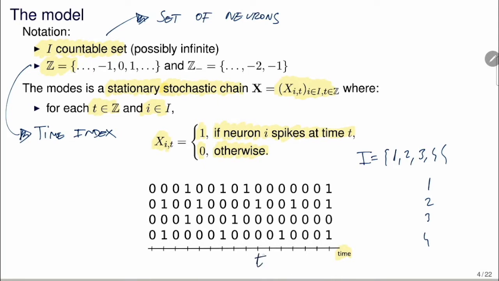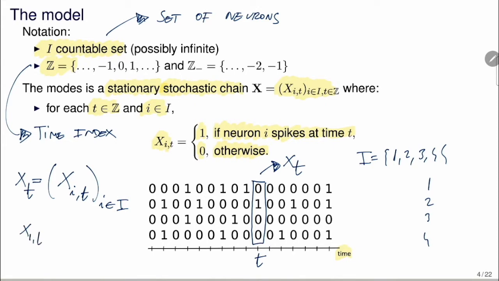And if here is time t, the configuration of the network at time t will be the random vector X_t here, and X_t is the random vector X_i,t when we vary i in the set of neurons. Okay, so in this particular example, we have that X_1,t is equal to 0 and X_2,t is equal to 1, just to give some examples.